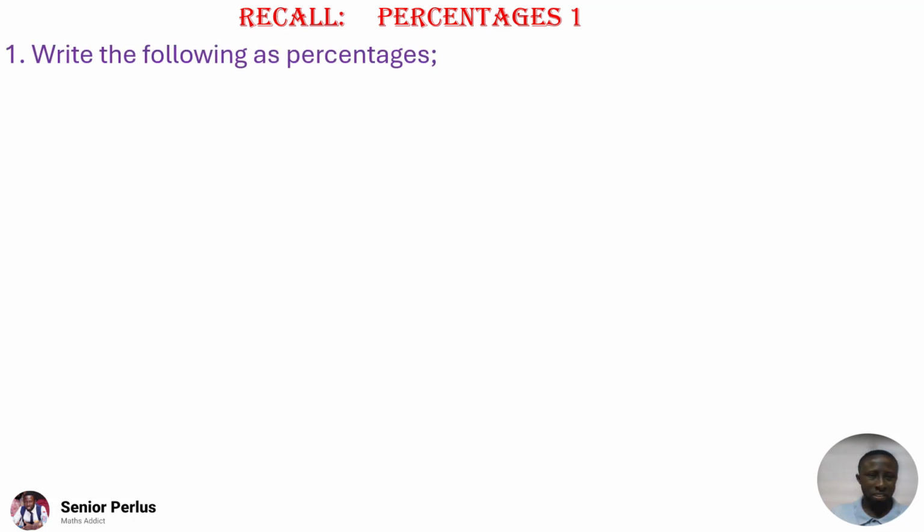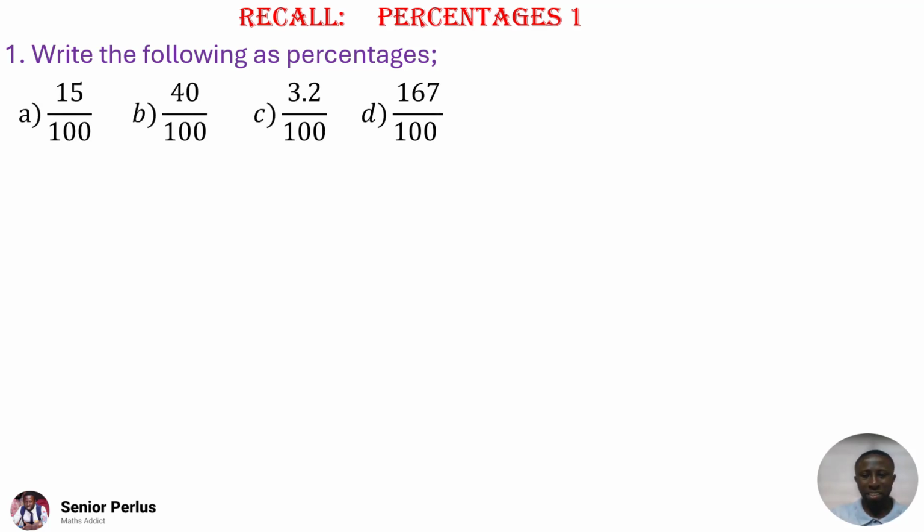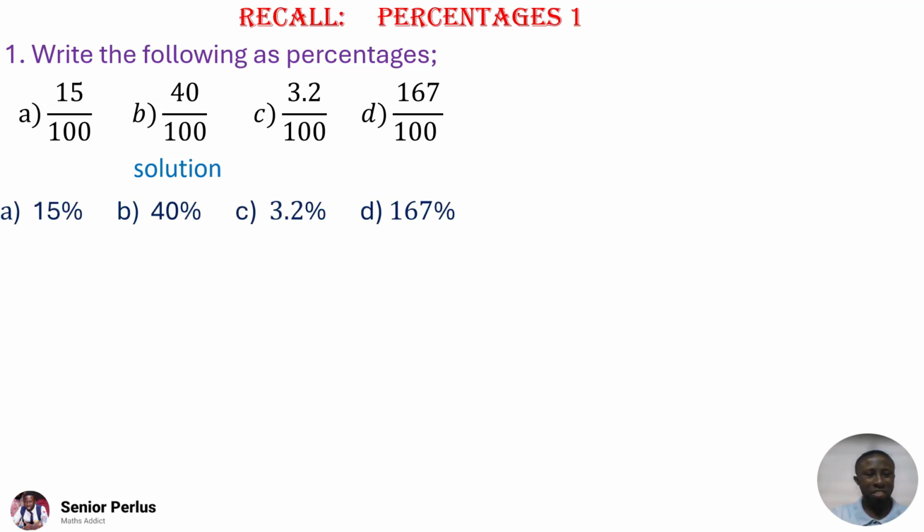So this is a revision. Write the following as percentages: 50 out of 100, 40 out of 100, 3.2 out of 100, 167 out of 100. Let's see, what are your answers? Good. So 50 out of 100 is 50%, 40 out of 100 is 40%, 3.2 out of 100 is 3.2%, 167 out of 100 is 167%.